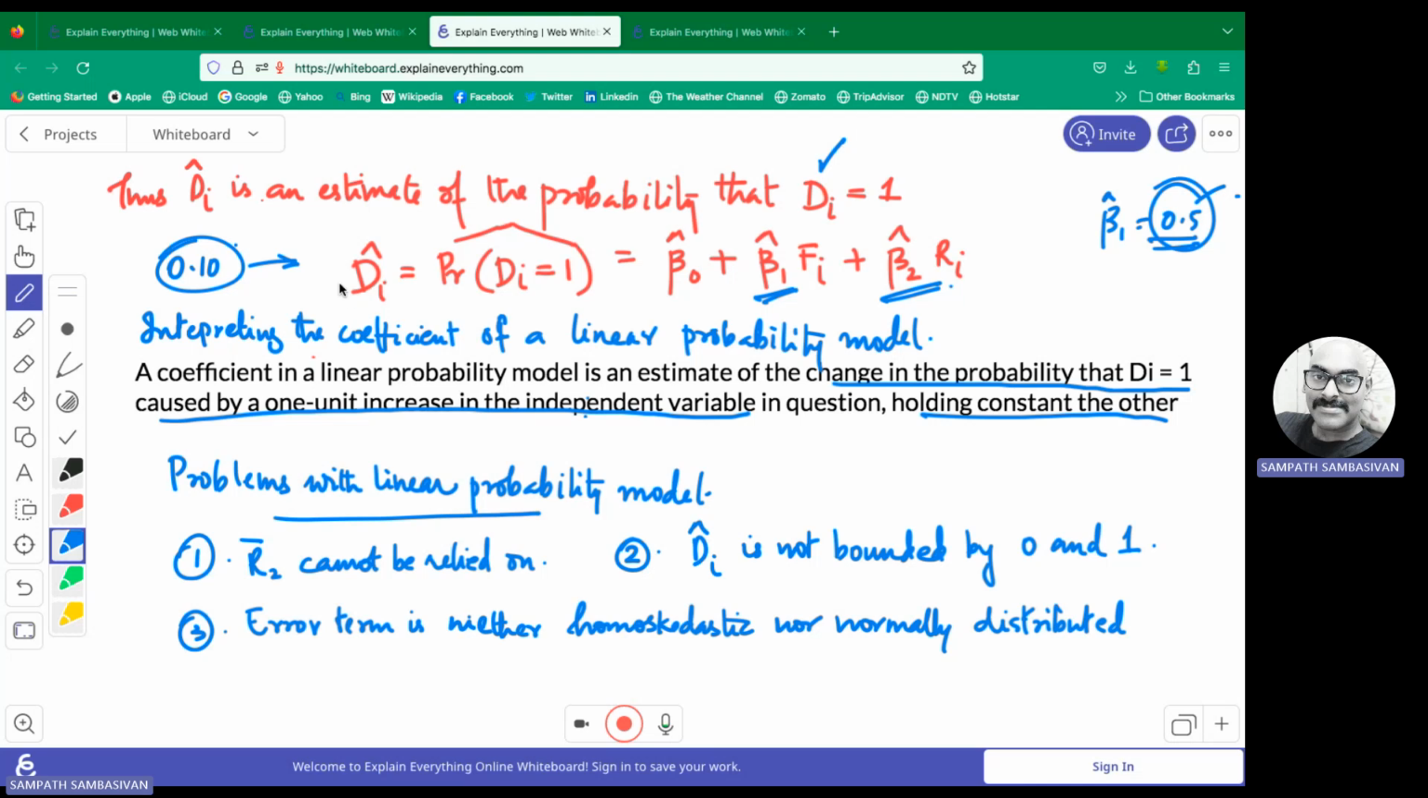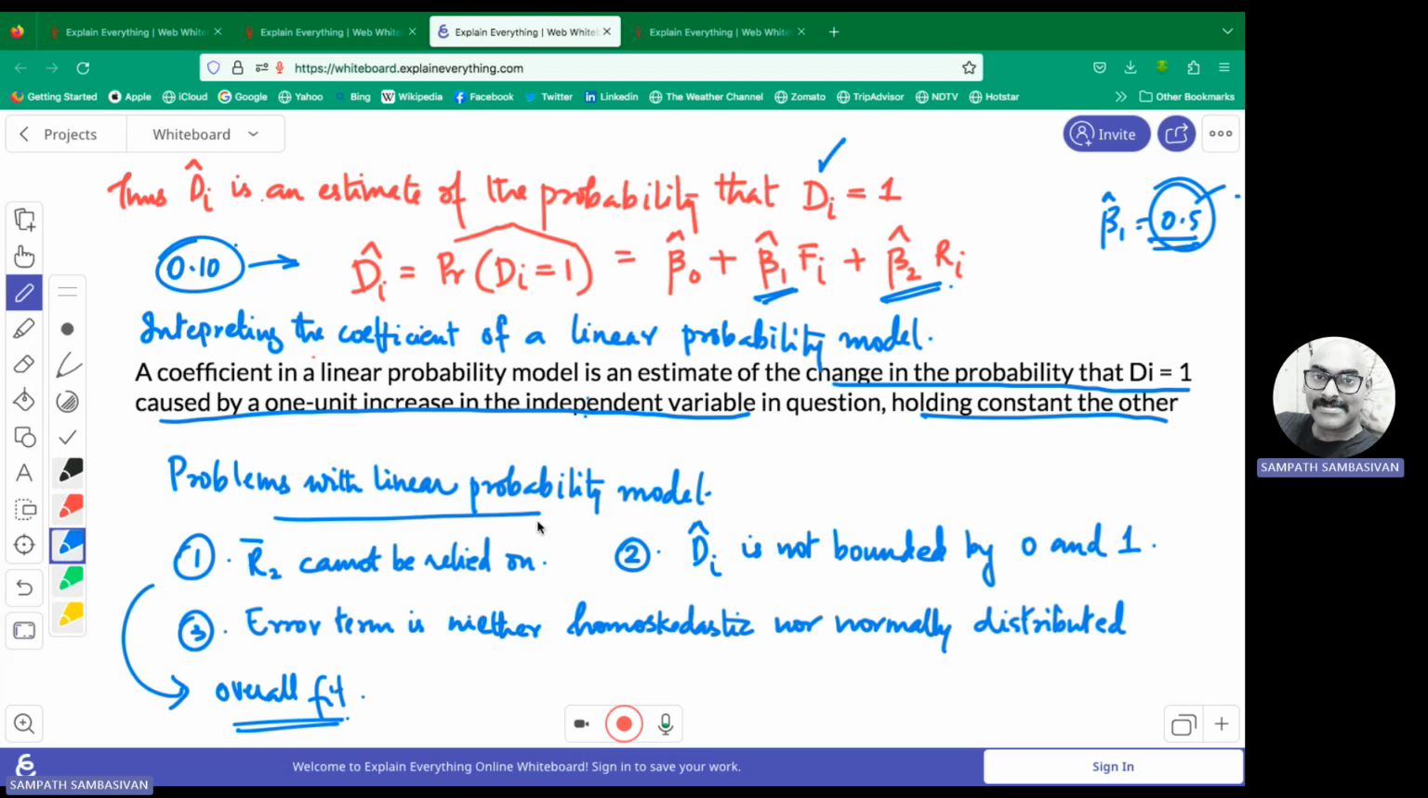So we have seen how to interpret the value of DI hat, and also how to interpret the value of the coefficients. However, linear probability models have their own problems. First and foremost problem that it faces is with R squared, adjusted R squared value, which is basically a measure of the overall fit of the model. In our earlier discussions, I have told that R squared is not reliable in all cases. So that is why we go for adjusted R squared.